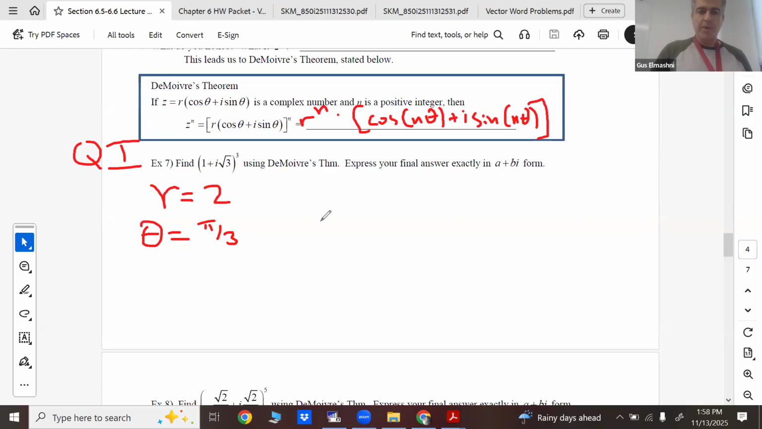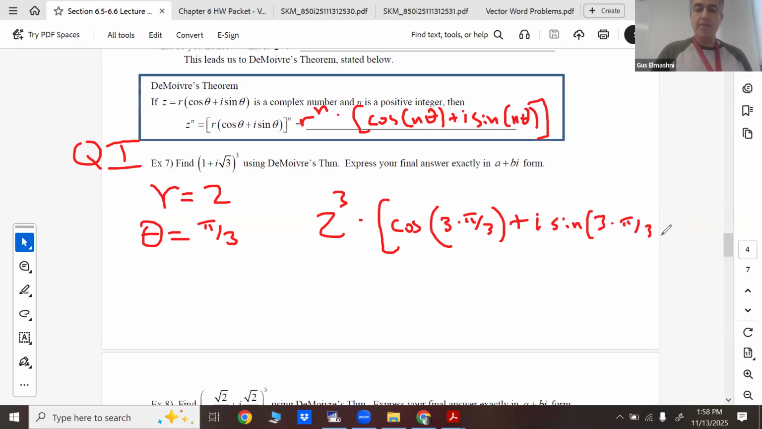Okay, let's do it. 2 cubed times cosine of 3 times pi over 3 plus i sine of 3 times pi over 3. This I could totally ask as a non-calc question. I think this is fair, because this is testing your knowledge of the unit circle. You do not need a calculator for this.